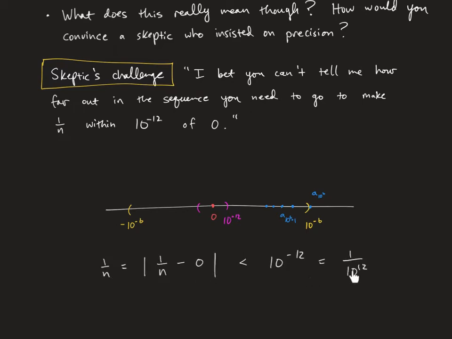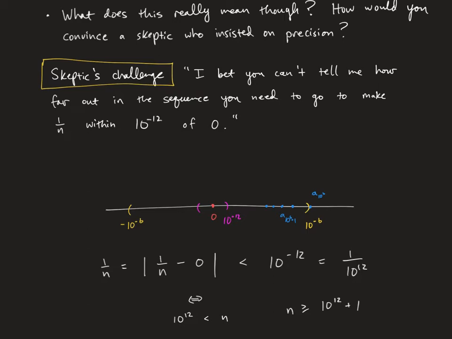So 1 over n is less than 1 over 10 to the 12 is exactly equivalent to saying that 10 to the 12 is less than n. So again, as long as n is bigger than 1 trillion, 1 over n will be less than 1 over a trillion. So as long as our n is bigger than or equal to 10 to the 12 plus 1, we'll be in good shape. And you can see how this would go in the general case.